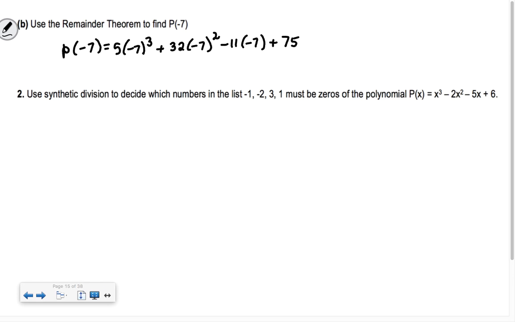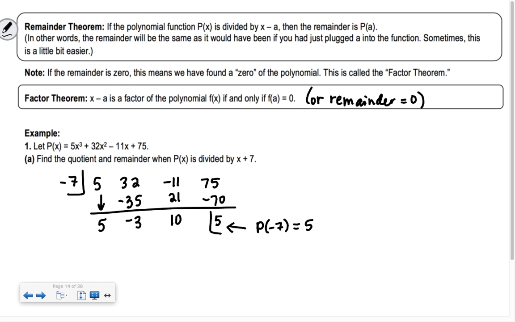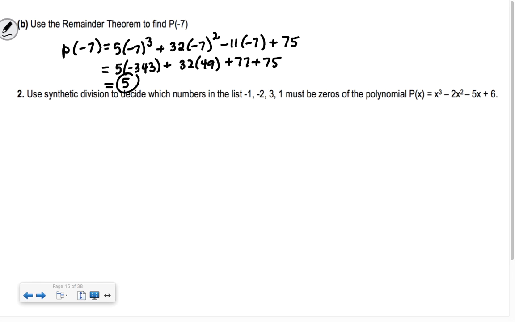So negative 7 cubed is negative 343, plus 32 times 49, plus 77, plus 75. And then you'd have to do 5 times negative 343. Do you see where this is going? Pain, isn't it? We don't want to do this. So I'm just going to say that this all works out to be 5. And you can check on your calculator. Did anybody check on the calculator? You get 5, exactly. Okay, so in many ways, synthetic division can be much, much easier than plugging in.